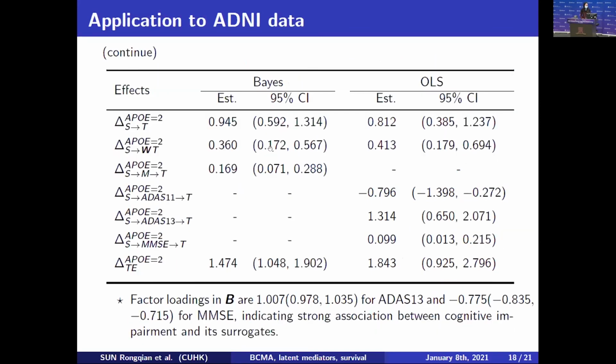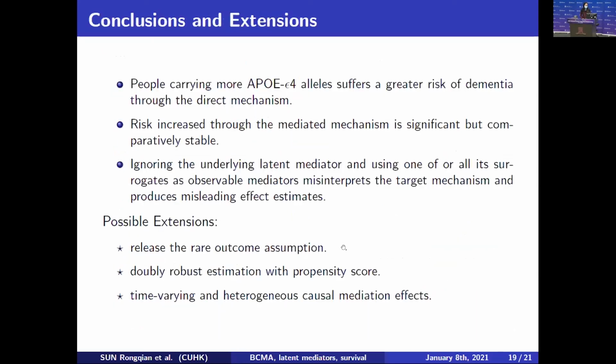And for people carrying two APOE epsilon 4 alleles, the effect estimates are of the same sign, but with larger size. And these problematic estimates of ADAS11 and MMSE also appear. So in conclusion, we have found that ignoring the latent mediators and using one of or all its surrogates as observed mediators may misinterpret the mediating mechanism and produce misleading results. So that's why it is necessary to incorporate the latent dimension when it truly exists.